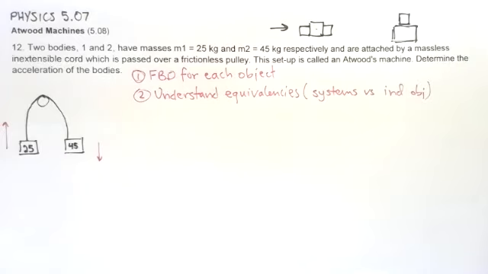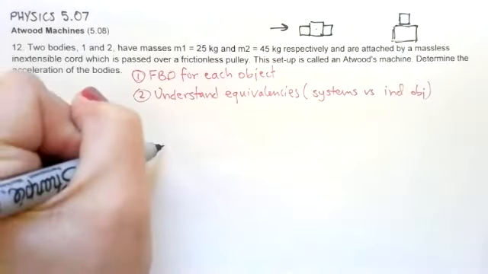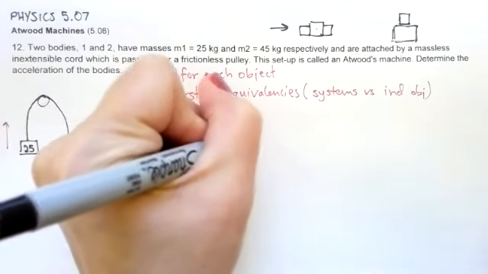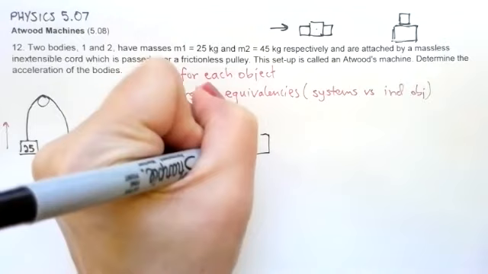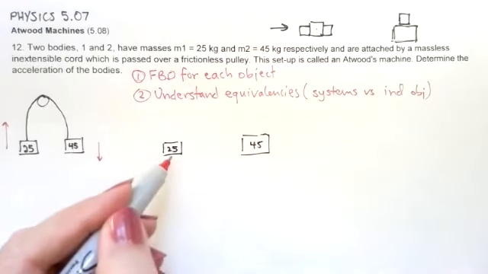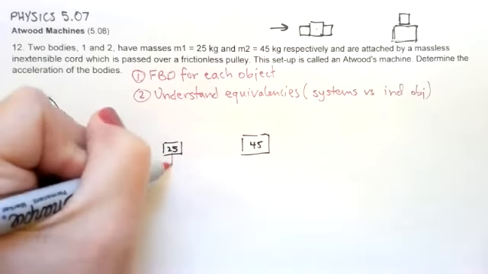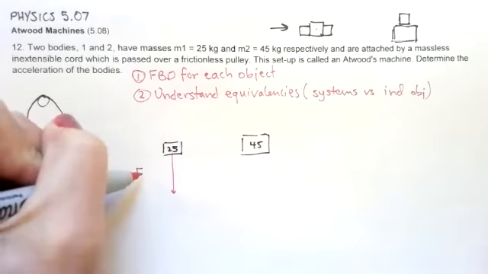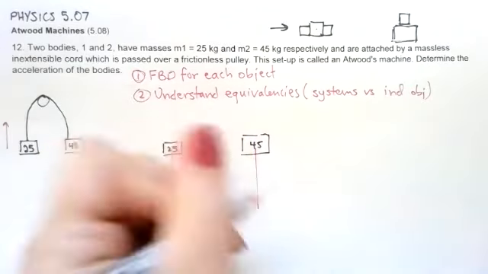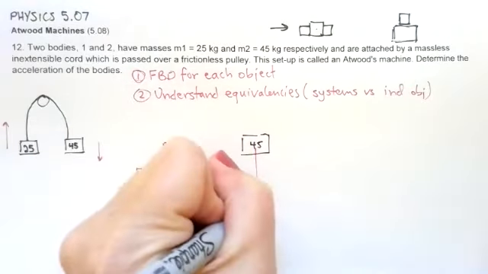All right, so let's go ahead and start off with that free body diagram. So I'm going to draw my 25. We're going to assume the 25 is a little bit smaller than the 45. And let's start off with the weight vector. Now, this weight vector is going to be smaller than this weight vector, so F_W here. That one's got to be bigger.